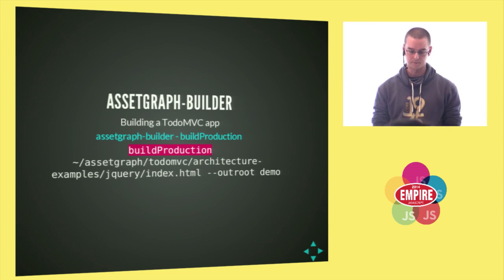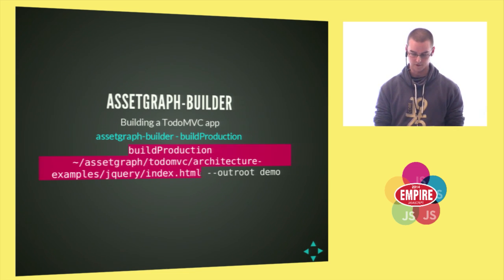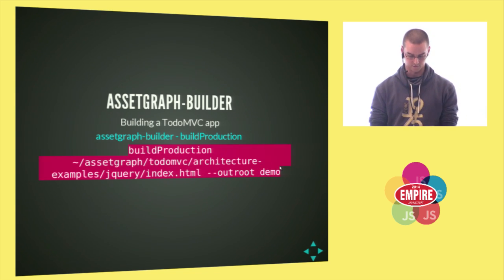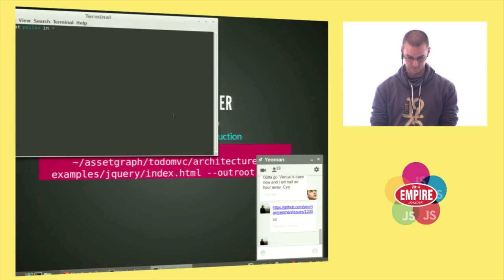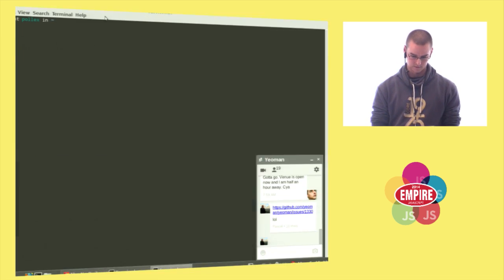The binary is called build production. This is a path to the jQuery application, and this is the output directory that I want AssetGraph Builder to build to. This is probably too small for you to see. Is that better?